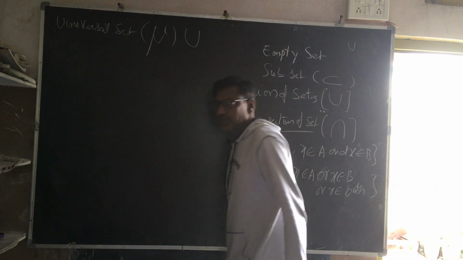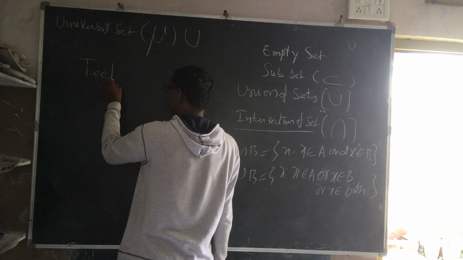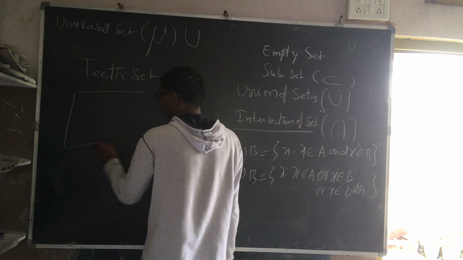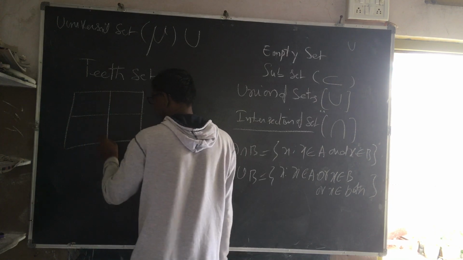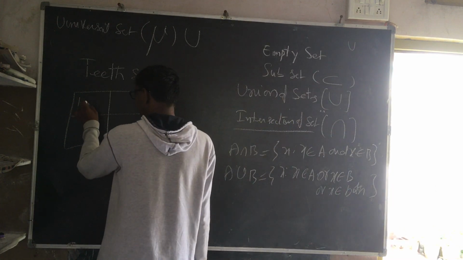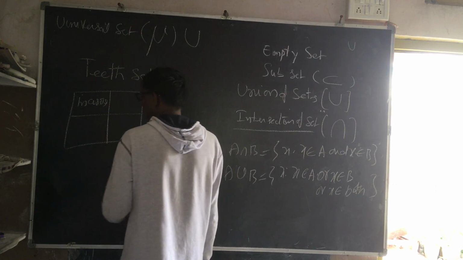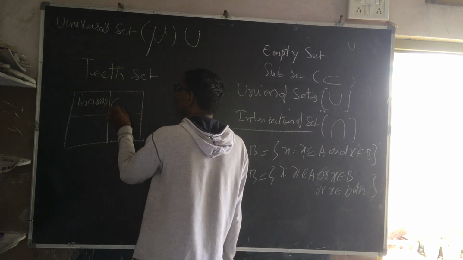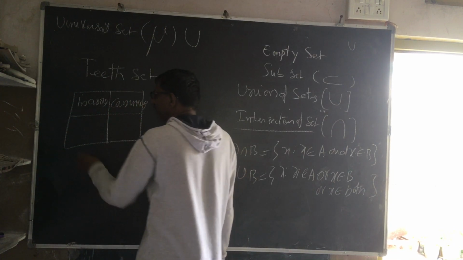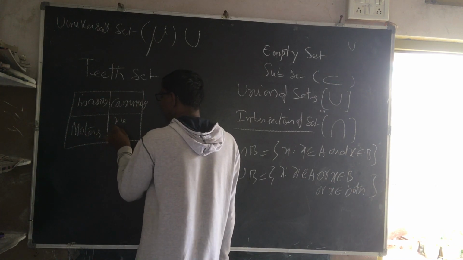Sorry. Universal set. I would like to take the teeth set. We know how many types of sets are there. First one is incisors. The next one is canines. The next one is molars. The next one is premolars.